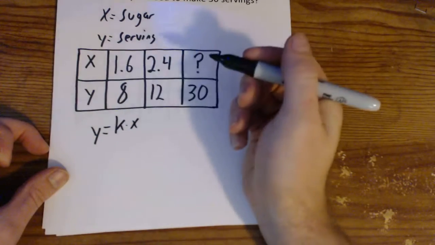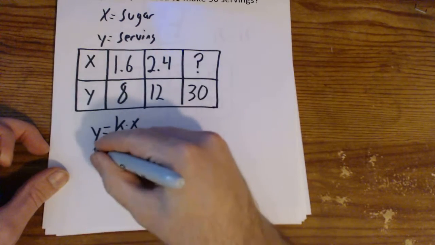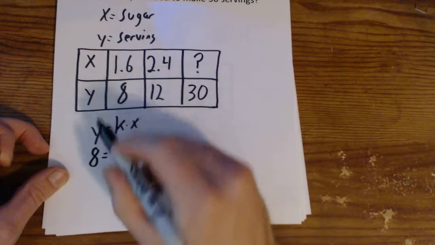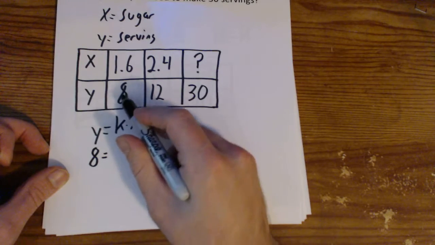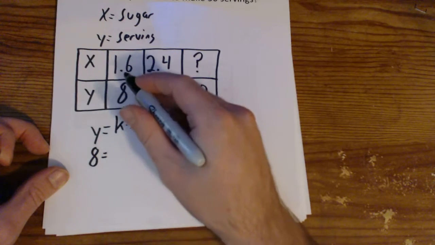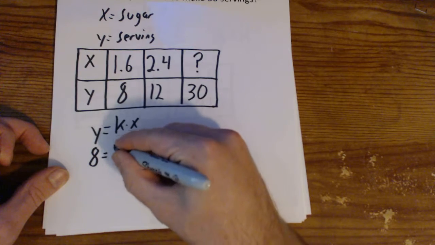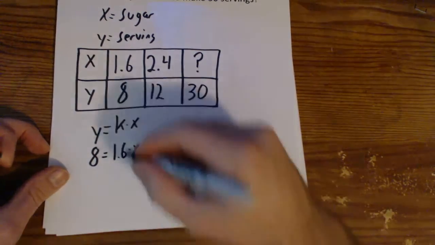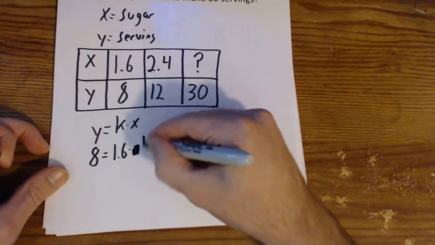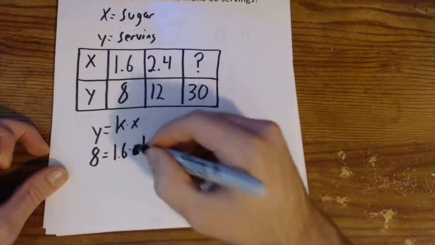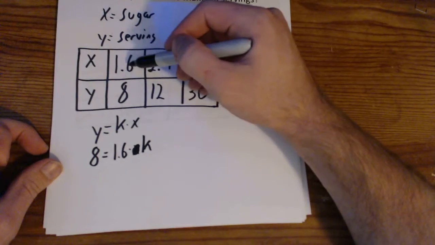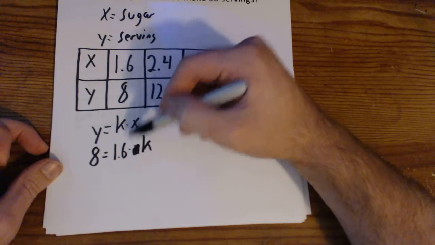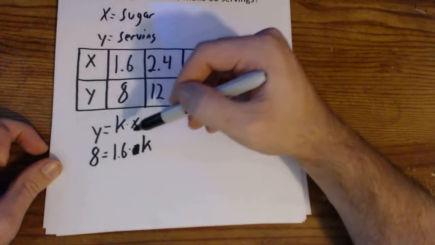Let's start with the first pair, the smallest numbers. We're going to plug in 8 for our y. Again, y equals 8. We're just taking it from right up here. We're going to get 1.6 for x. It's 1.6 times x. Oh, I'm sorry. 1.6 times k. I put 1.6 in for x. Again, x is 1.6. That's where I got the 1.6. So that's 1.6 times k. We don't know what k is yet.